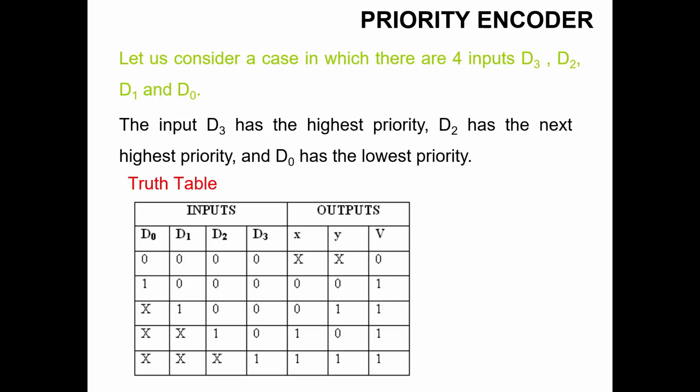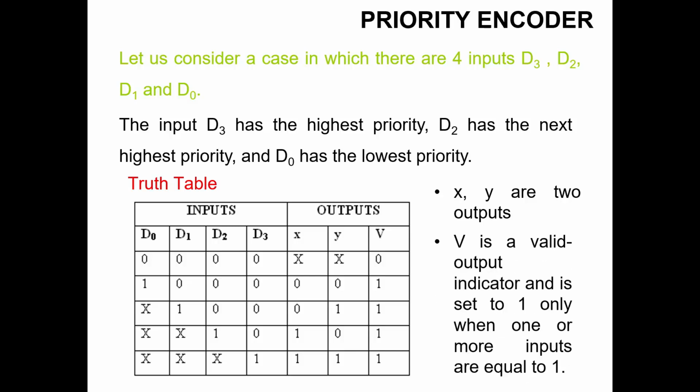The truth table gives the input-output relationship between the different variables D0, D1, D2, D3 and the output variables x and y. V is the valid output indicator and is set to 1 only when one or more inputs are equal to 1. See the first entry, none of the inputs is high, so V is 0. Now in the next entries, D0 is high, then D1 is high, then D2 is high, and D3 is high, so V has the value 1 in each case.